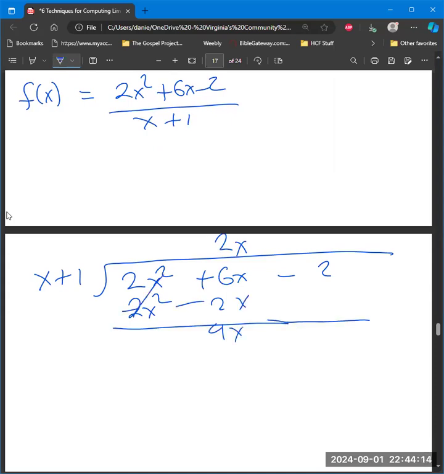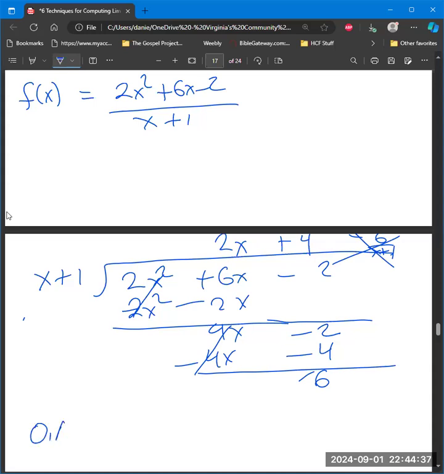4x, bring down the negative 2. 4x divided by x is a positive 4. It's 4x, and then 4 times 1 is 4. Change my signs and add. You have minus 6 over x plus 1 is our remainder. We ignore that part because that part's going to 0, and we have an oblique asymptote or a slant asymptote, whatever your book calls it, of y equals 2x plus 4.